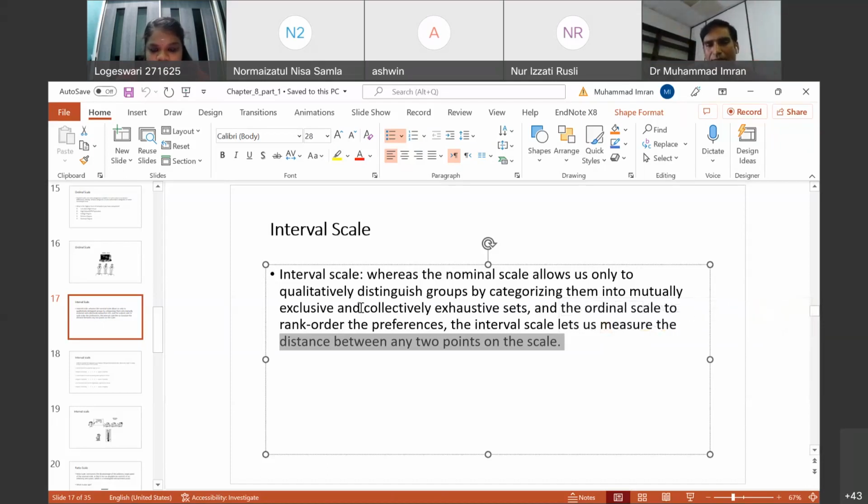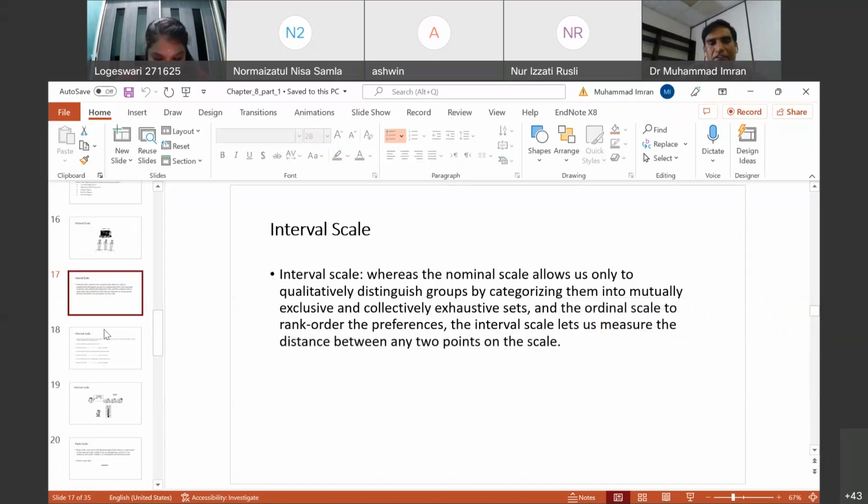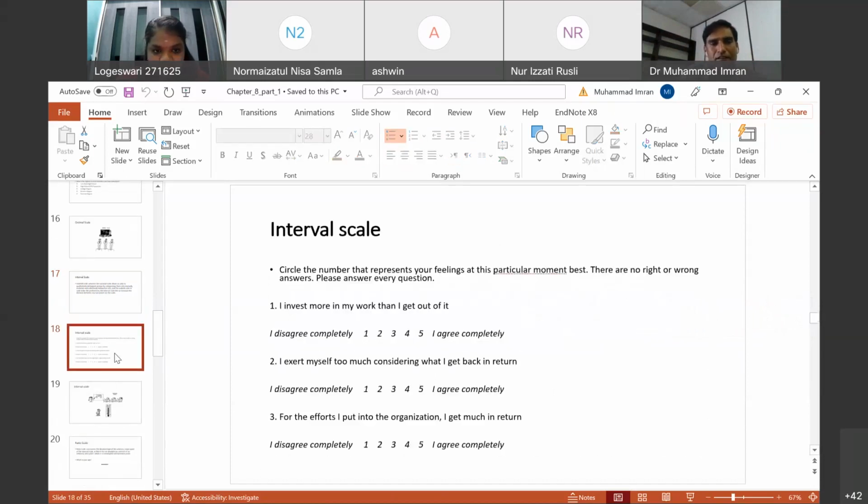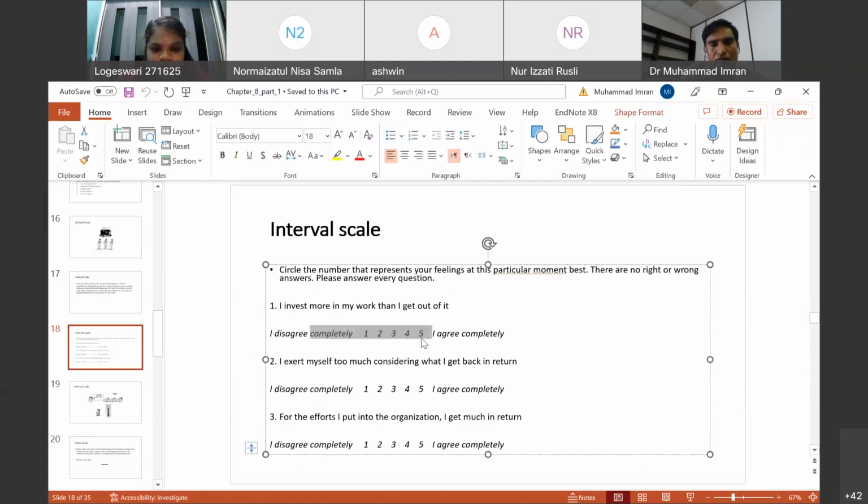We can measure that in the interval scale. See here, according to this scale, the intervals should be equal, or the same. Circle the number that represents your feeling at particular moments best. There is no right or wrong answer. Please answer the question here: I invest more in my work than I get out of it. See here, 1 to 5.